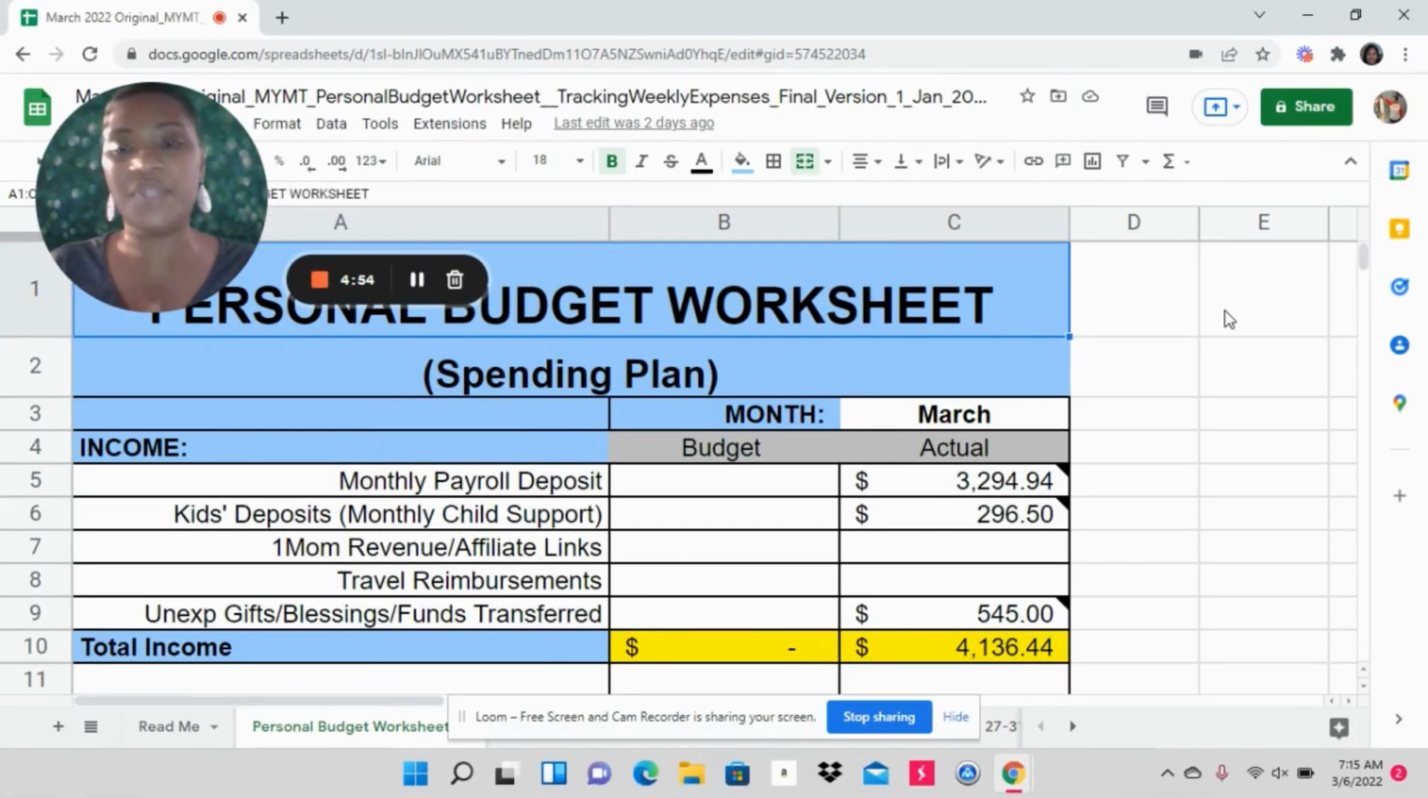So you guys, it's time to update our budget. We're going to jump right in. Today is March the 6th. I want to give you what we have done, what has gone out this week, which is actually February 28th through the 5th of March. Of course, this is our first week of the budget, and we're using the MYMT personal budget sheet.